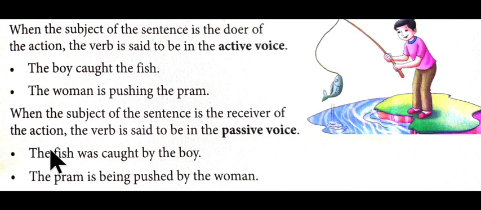For example, the fish was caught by the boy. Here the fish is the subject and it is receiving the action. It is not doing the action, it is not the doer of the action, but it is the receiver of the action. So when in a sentence the subject is the receiver of the action, in such cases the verb is said to be in the passive voice. The fish was caught by the boy.